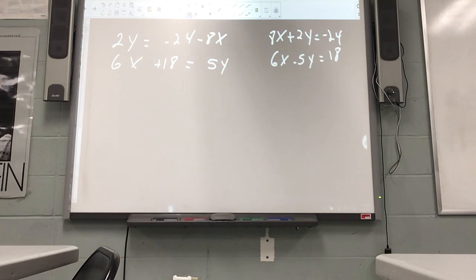What letter do you want to eliminate? I don't really care, 5y. Okay, what do I do? Multiply the bottom equation by 2 and the top equation by 5, making them the same. So that's going to get us 40x plus 10y equals 24 times 5, negative 120.